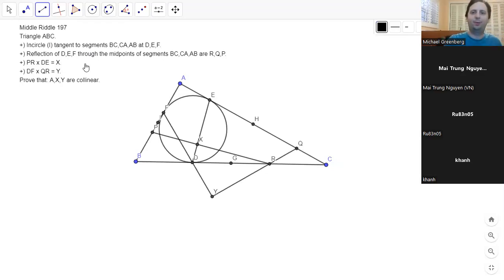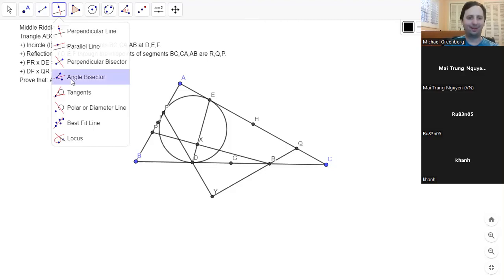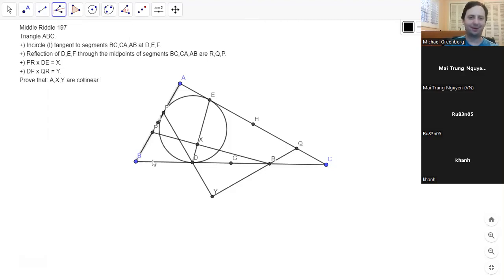I don't know why they word it like this. I should just say the X circles touch it at R, Q, and P. That'd be easier. But let's do this, so you can do it quickly. So Stefan taught me this trick.